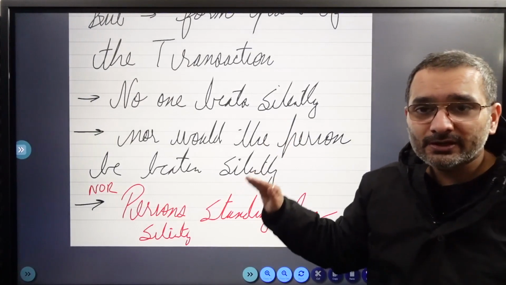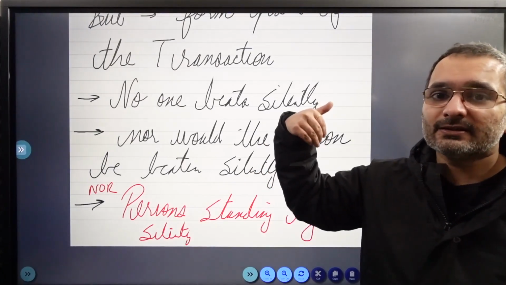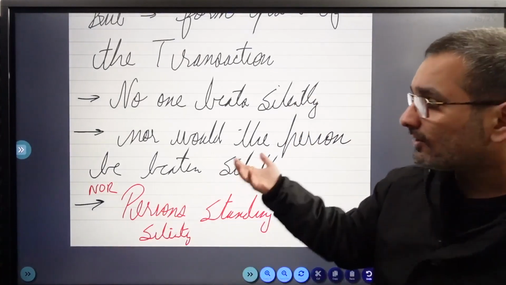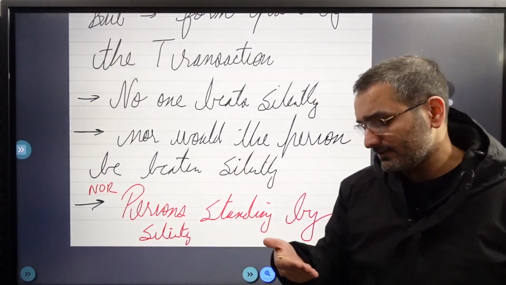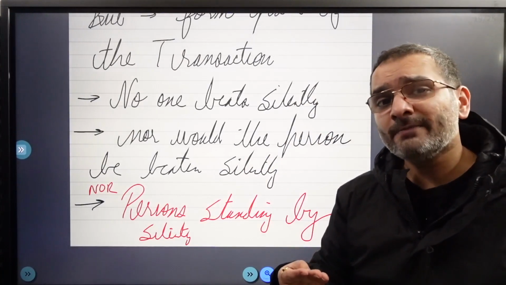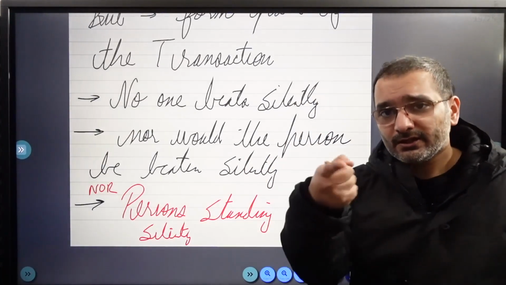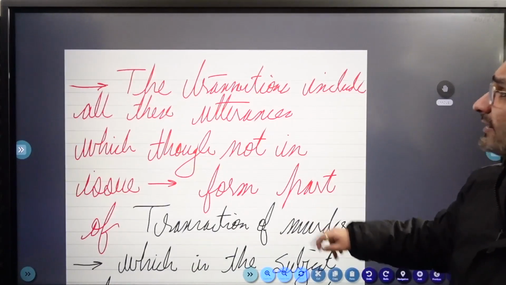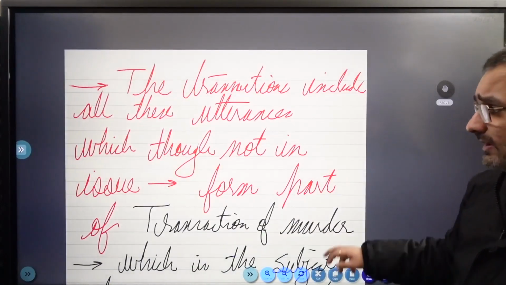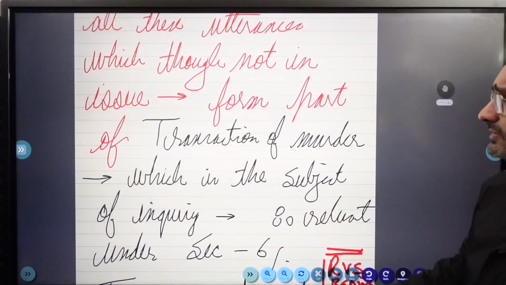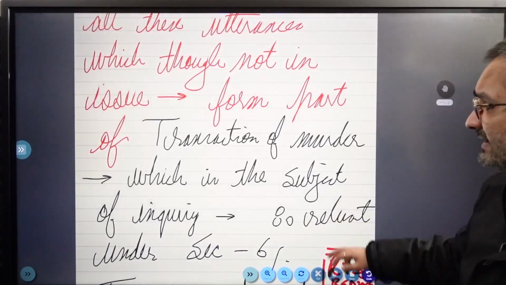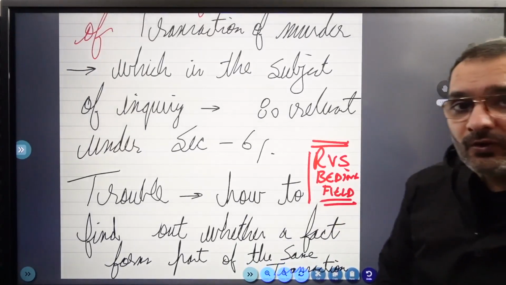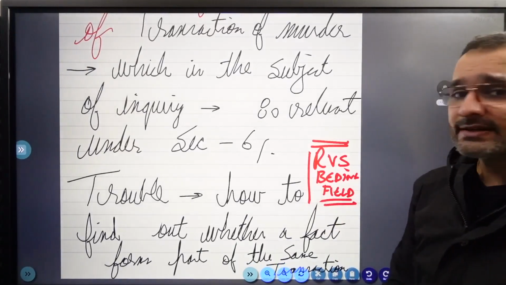All of that you can include as relevant facts for the judge, to help the judge to give a decision. Basically the court will allow all of those कि भाई क्या बोला था उसने, अच्छा अच्छा, तो इनको एडमिट कैसे कराएंगे आप कोर्ट में एज रेलेवेंट फैक्ट्स? सेक्शन 6 को यूज करते हुए. सिंपल बात है. So the transaction includes all these utterances which, though not an issue, they form part of transaction of murder, which is the subject of inquiry. Therefore they become relevant under section 6.